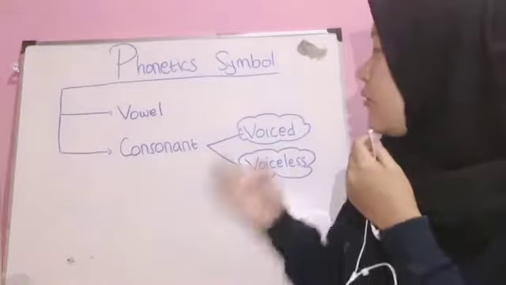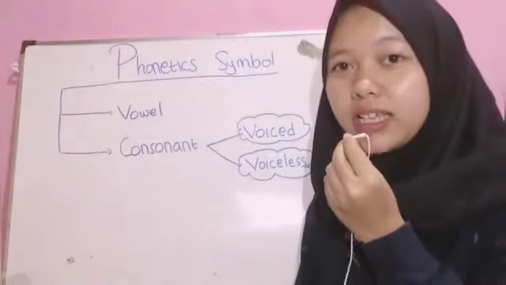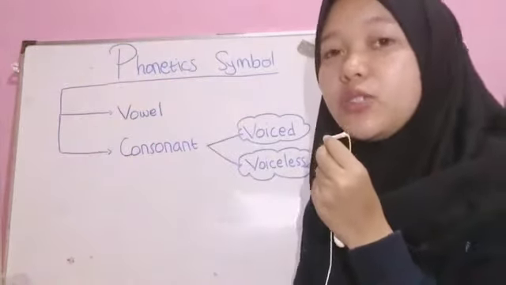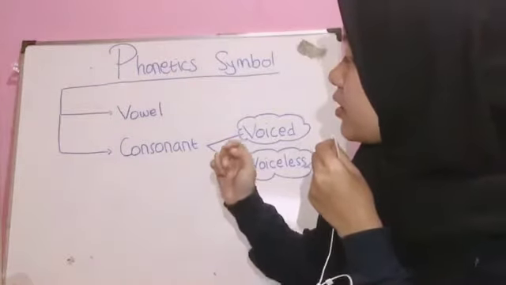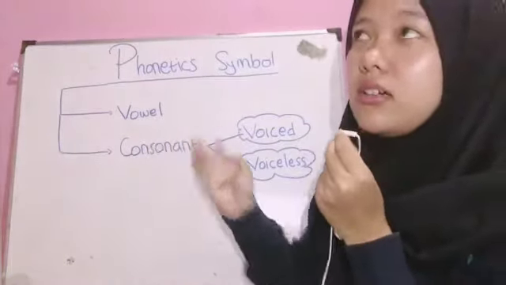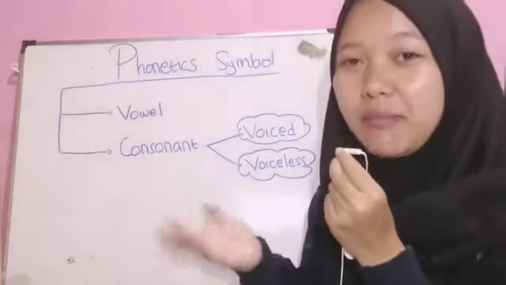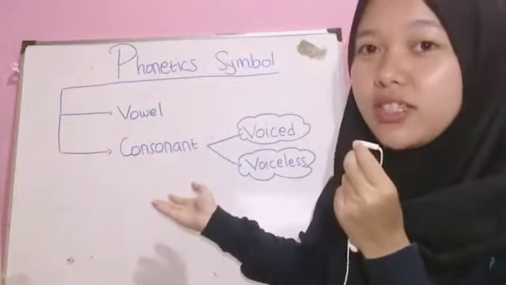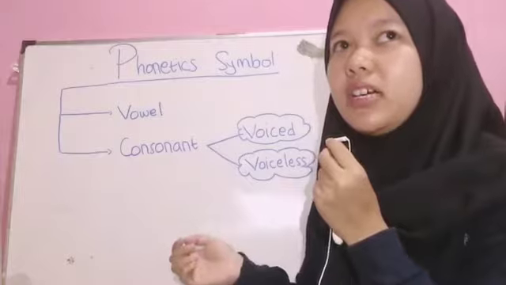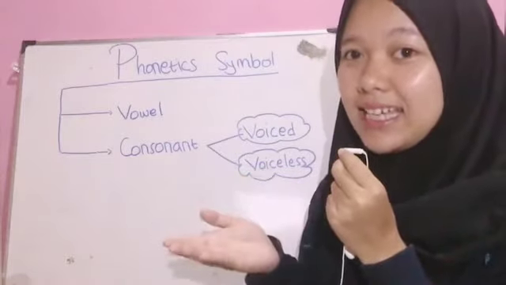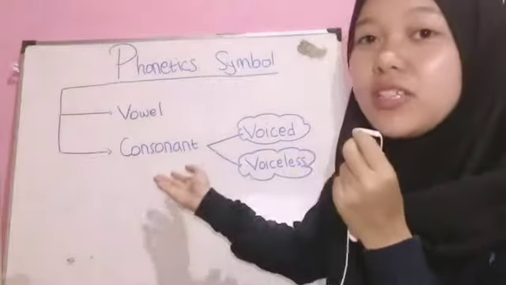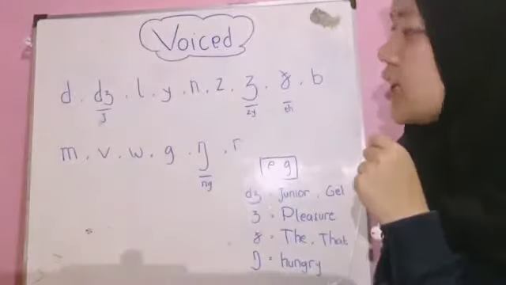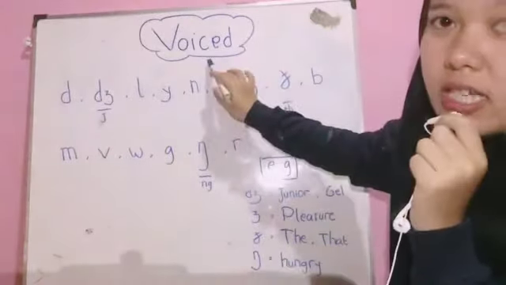Before we learn about voiced and voiceless, I will explain about phonetic symbols. Phonetic symbols have two types. Number one is vowel. Vowels, for example, in Bahasa are a, i, u, e, o. And then the second is consonant. Consonants, for example, b, c, d, etc. And then consonants have two types: voiced and voiceless. First, we can learn voiced.